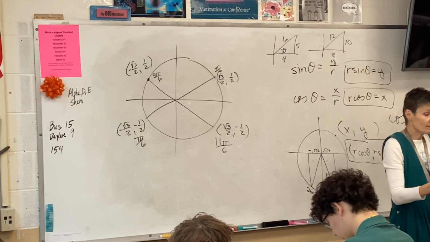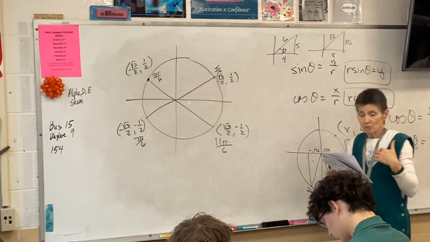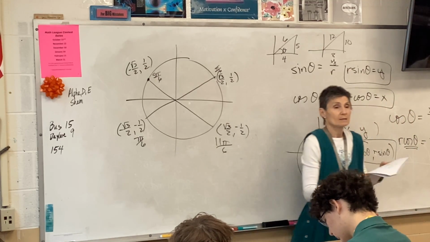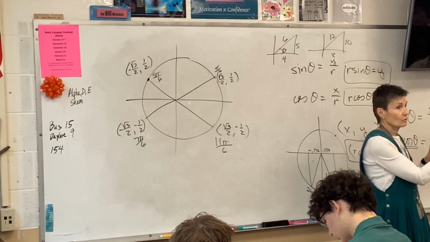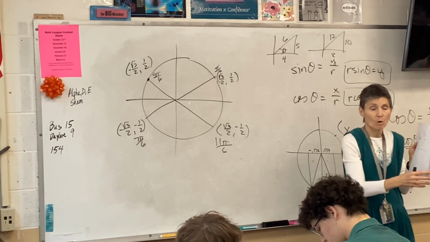So start filling them in. Example 7. Try to do it with only the unit circle at the top. See if you can do it just based on quadrant 1.